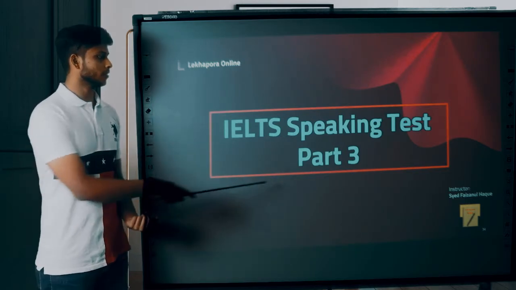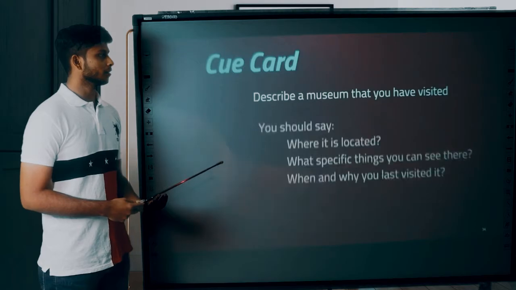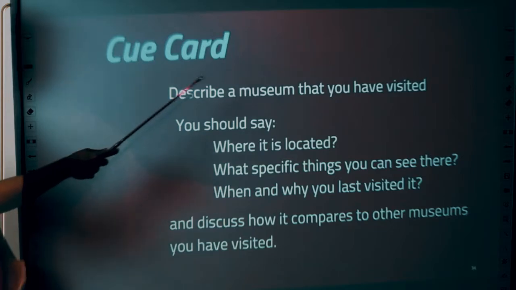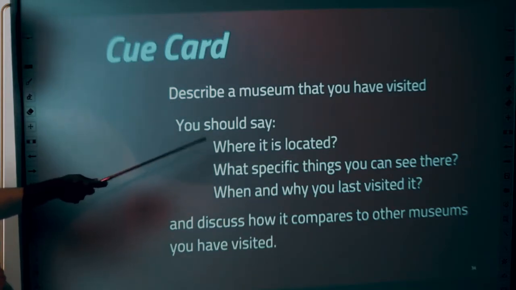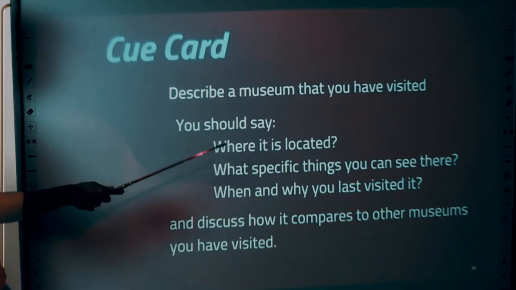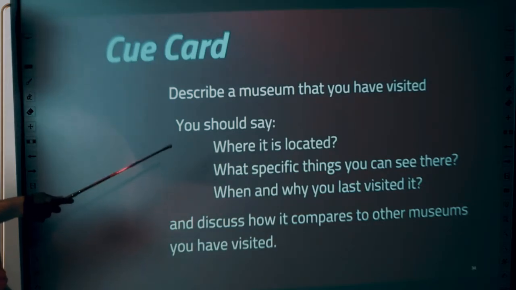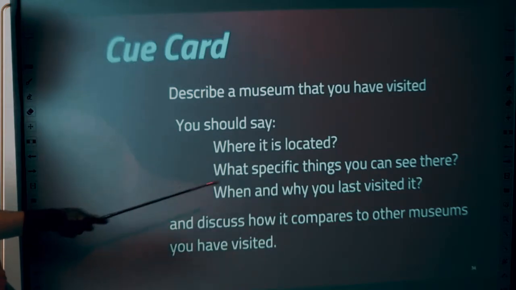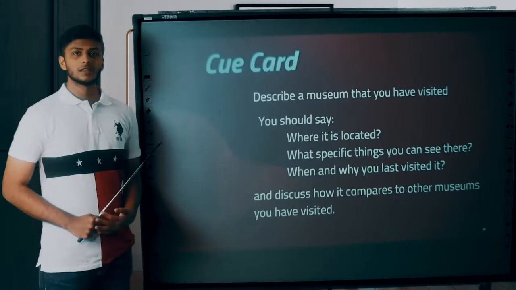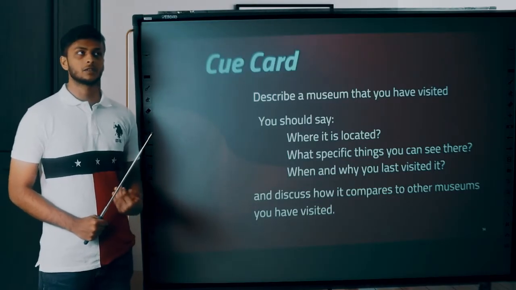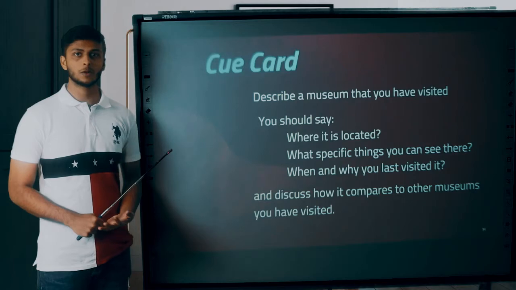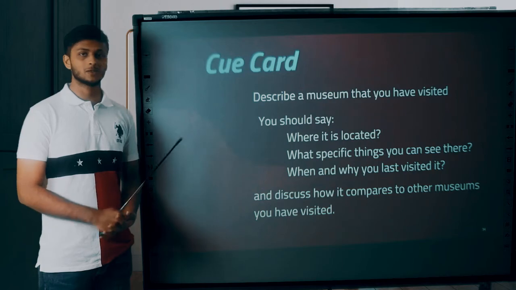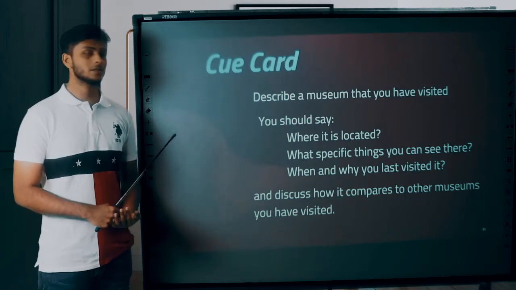For example, suppose this was your topic in part 2. It is a cue card, so it says describe a museum that you have last visited. You should say where it is located, what specific things you can see there, when and why you last visited it, and lastly, discuss how it compares to the other museums you have visited. So suppose this was your cue card in part 2 of your IELTS speaking test, but if you're not sure what actually a cue card is, then you can watch our video on this topic. I had already made some videos on cue card.